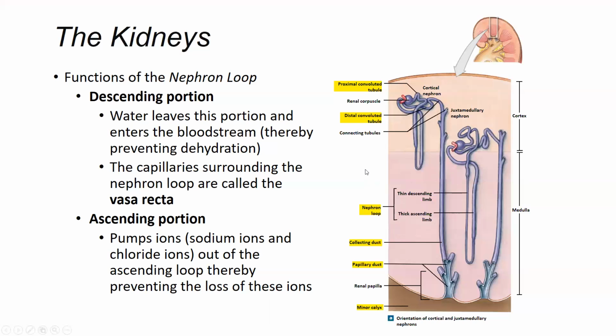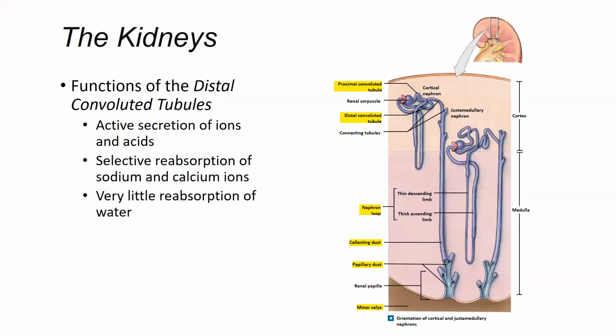Okay? In the ascending portion of the loop of Henle, the opposite takes place. So here we only have the movement of salts, sodium, chloride. We have no movement of water. All right, that's going to be very important as we move on. So the descending part of the loop of Henle, only the movement of water. Ascending limb of the loop of Henle, only the movement of salts, only the movement of sodium and other ions. Right? Any questions so far?